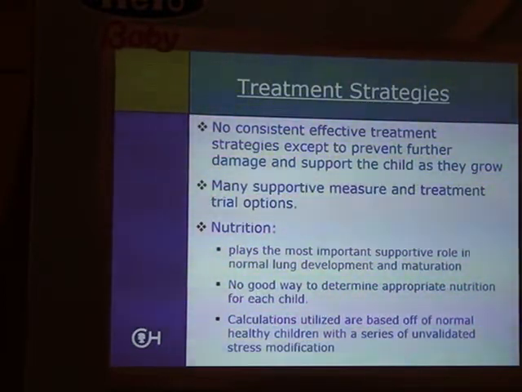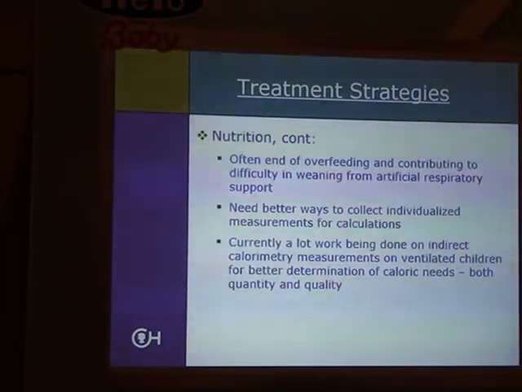One's an infection, one's just airway disease. So it's wrong to think of our nutrition as a cookie cutter method when we can't think of ventilation or anything else as a cookie cutter method for these children either. So oftentimes we end up, as Brian had said, overfeeding and contributing to our difficulty to wean. When you have all of this mass on your chest, it's really hard to wean them down, and you need that additional ventilation and additional levels of PEEP. So we need to find better ways to collect individualized measurements for calculations.